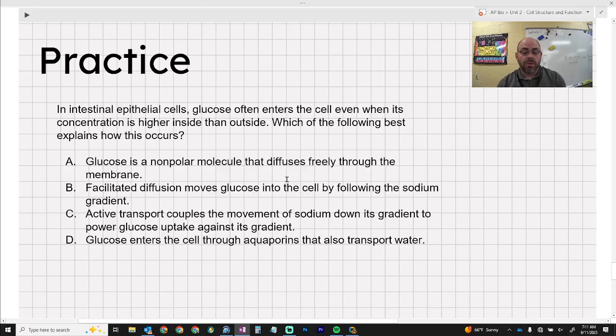A: Glucose is nonpolar. Who cares if it's nonpolar? None of this has anything to do with it, and it's not even true. B: Facilitated diffusion moves glucose into the cell, right? This is not facilitated diffusion because we're not diffusing. Diffusion is high to low. C: Active transport couples the movement of sodium down its gradient to power glucose uptake against the gradient. Love it. I don't even really have to know what any of this sodium gradient uptake is. Who knows? I know this is active transport. D: Why would glucose go through aquaporins? It's not even welcome.